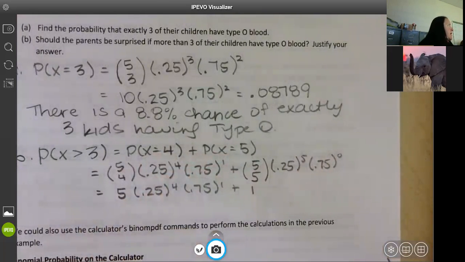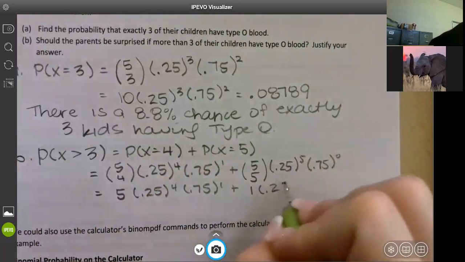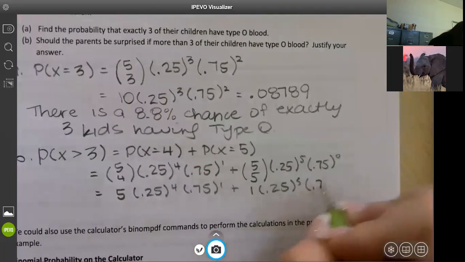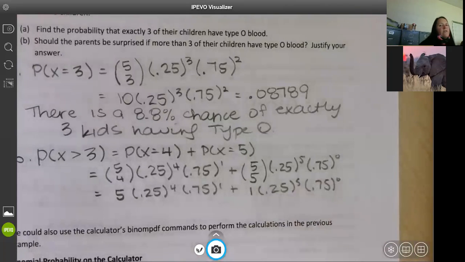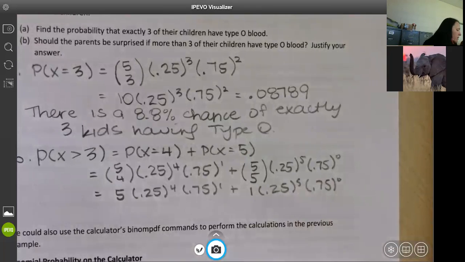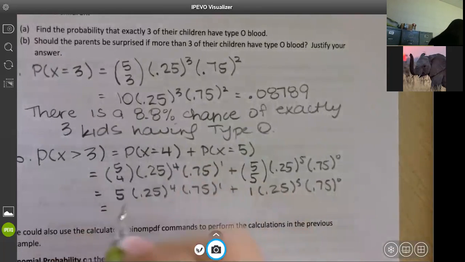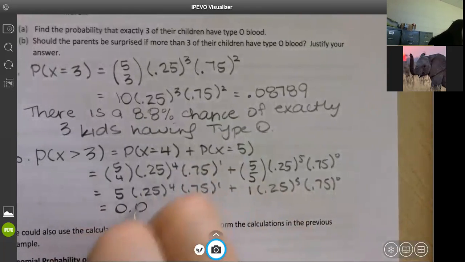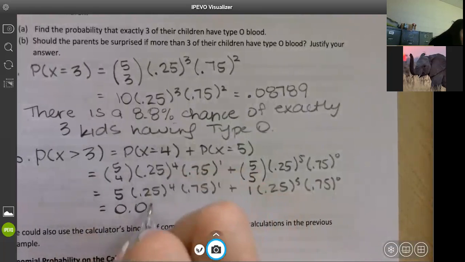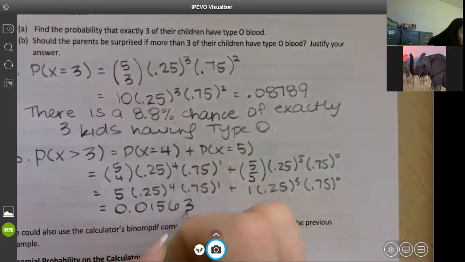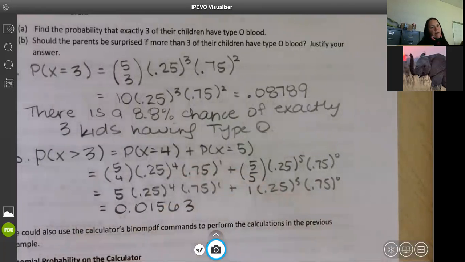You should understand that. There's only one way you can get that. 0.25 to the 5th and 0.75 to the 0. And the 0.75 to the 0 is kind of more of a placeholder so you guys can see success versus failure, which gives you the probability of 0.01563. What is that probability?